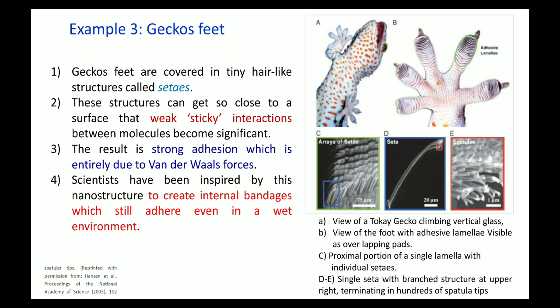It is happening at a very small, tiny scale, which is a nanoscale. Because of a large number of spatula tips, it is able to make a strong hold on the surface of the glass, which can hold the weight of the body of the gecko. So scientists have been inspired by this nanostructure to create internal bandages.